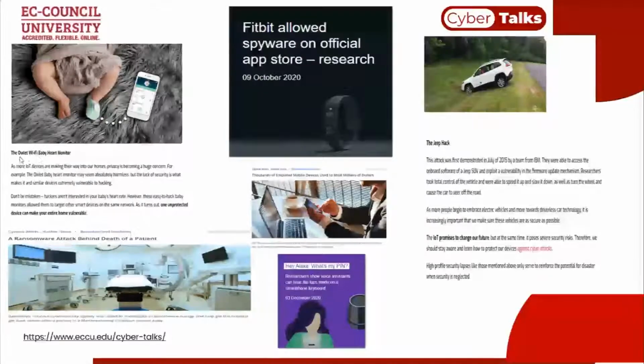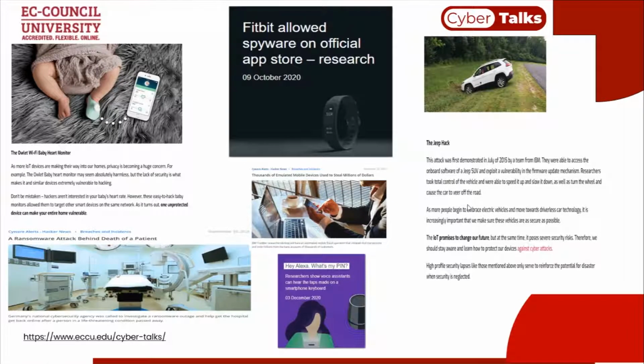You may have heard about the OLED Wi-Fi baby heart monitor. That was an app which basically used to monitor the hearts of babies, and attackers actually got into this particular application and were able to do a lot of bad things. Then in the healthcare industry, it was also big news that ransomware attacked one of the hospitals, which actually resulted in the death of a patient. Fitbit, most people use that. It also allowed spyware on its official app store. So this was also good research that was publicly available.